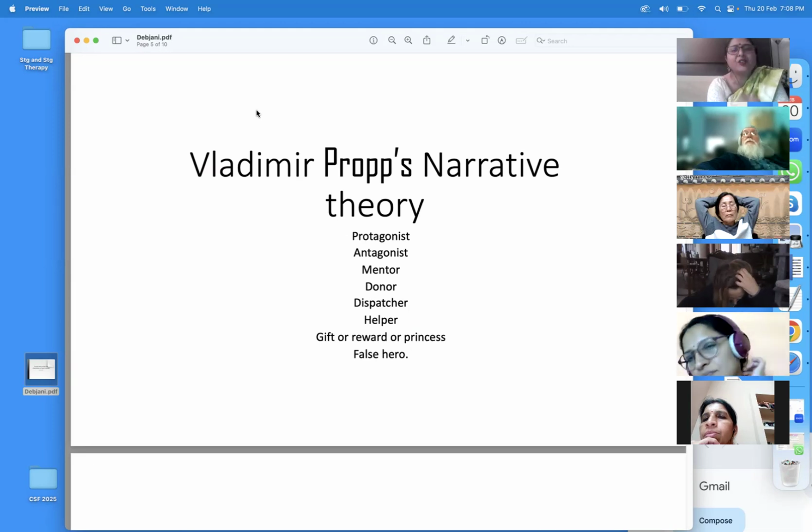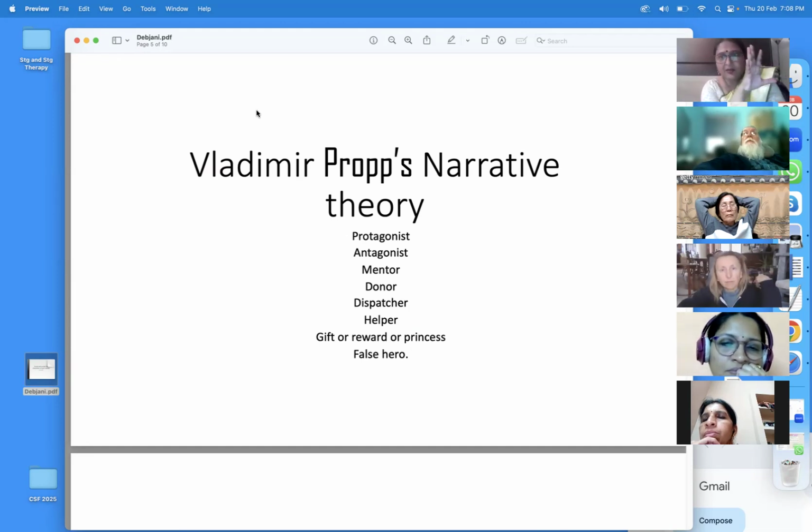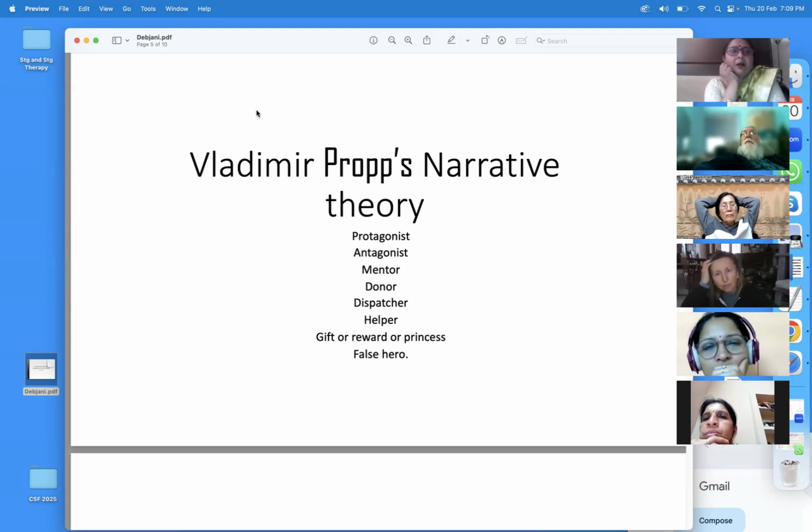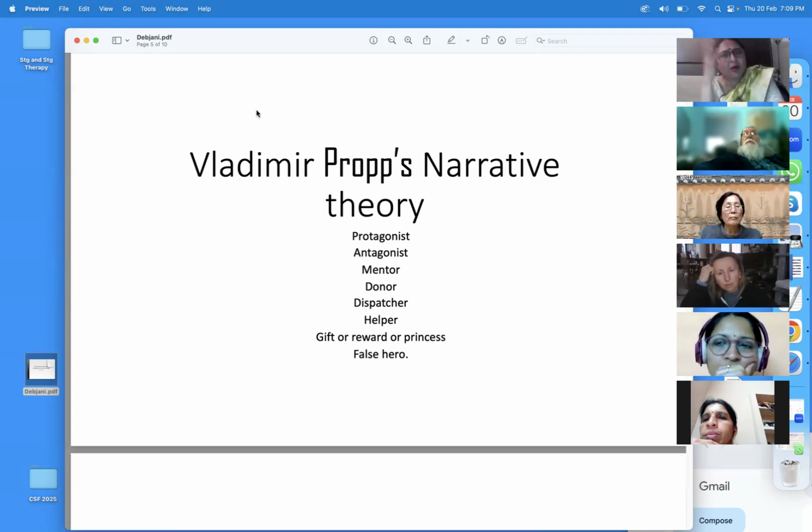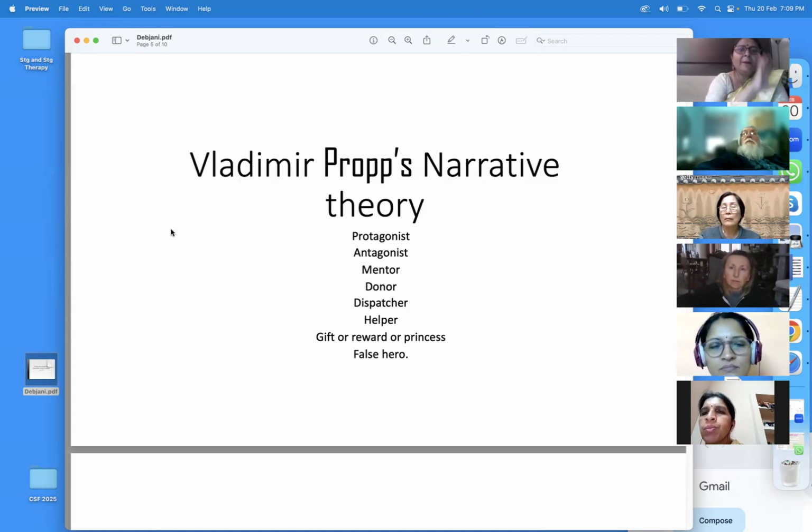Not necessarily all the stories need to have all these characters, but if you see the stories that are etched in our mind, you will find more or less these are the various categories of characters. Vladimir Propp is a folklorist from Russia, and in his narrative theory, he studied more than 100 stories, and he found there is a pattern in these stories, which is almost common. That is, the story should have a protagonist, that is the lead character, okay?